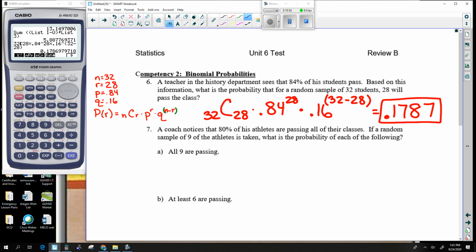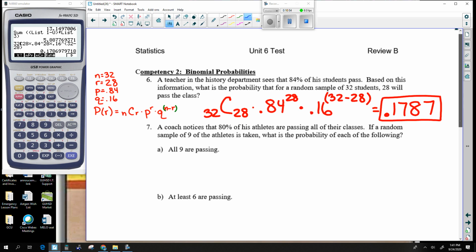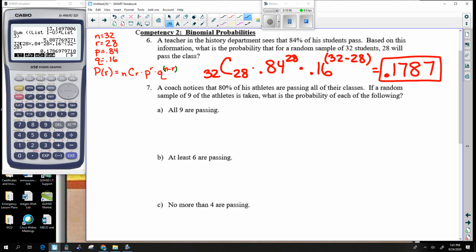Okay, down here we're doing the exact same thing, but this time we're asked a flurry of different probabilities. So when I make that R, I am going to list it out from 0 to whatever n is. So here, for instance, I see the total number of things is 9 athletes. That means the number of successes would be 0, 1, 2. Don't forget to start counting from 0 all the way up to the number 9.